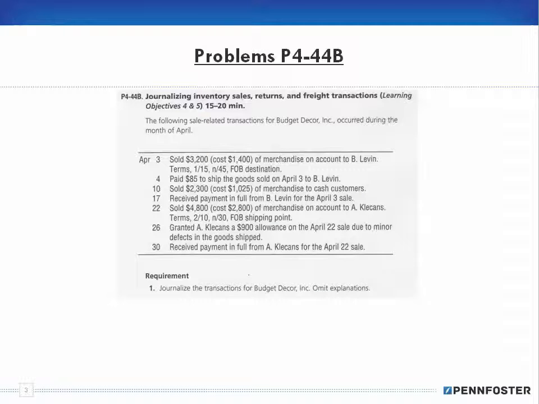So we're working on problem 4-44B here. Let me get my pen. It says the following sales-related transactions occurred during the month of April. Journalize the transactions and omit explanations. Okay, so April 3rd, we sold 3,200, and our cost was 1,400 of merchandise on account. So we're selling on account. Terms are 1/15, net 45, FOB destination.